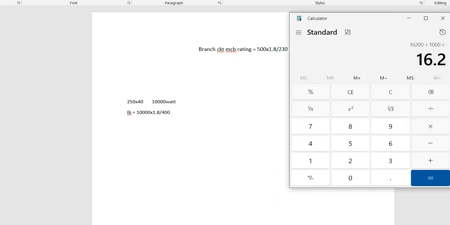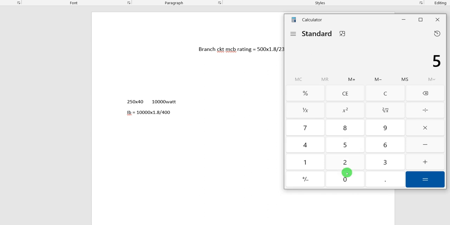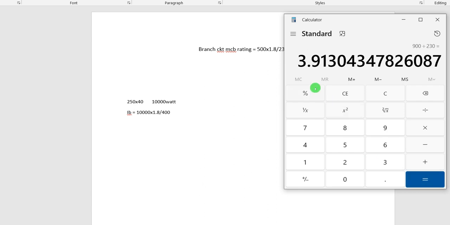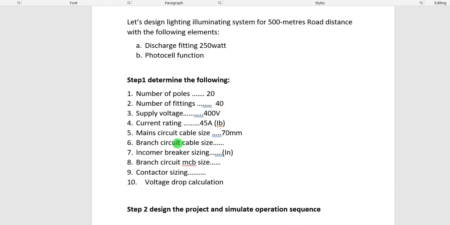So get a calculator. We now say, okay, we have 500 multiplied by 1.8. This is what I have. Divide it by your 230 volts. I have 3.9 amps, approximately 4 amps. But this rating is not available in the market, but we have 5 amps. So our branch circuit is going to be 5 amps.